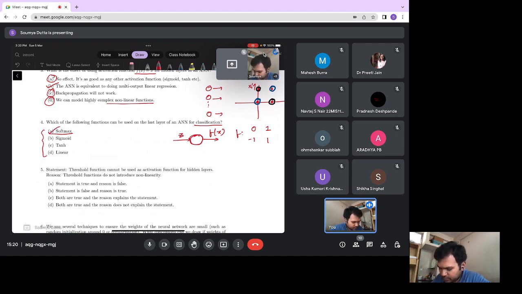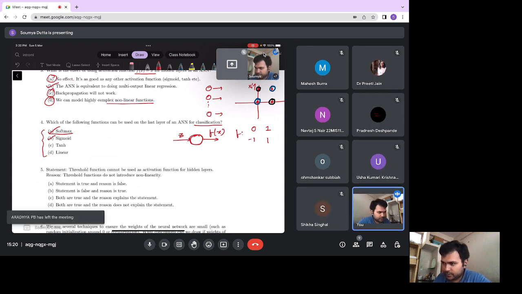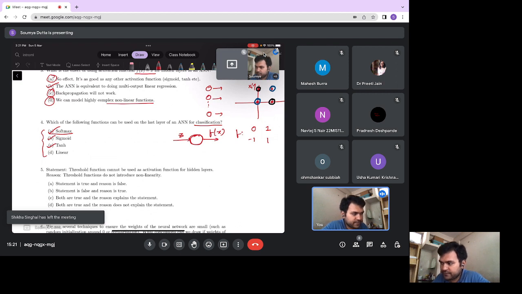Sigmoid is also used for the same reason. It will always give you a value between 0 and 1. Tanh can also be used, because tanh, as far as I remember, gives a value between minus 1 and 1. Therefore you can say that anything which is above 0 belongs to a particular class, anything which is below 0 belongs to the other class.